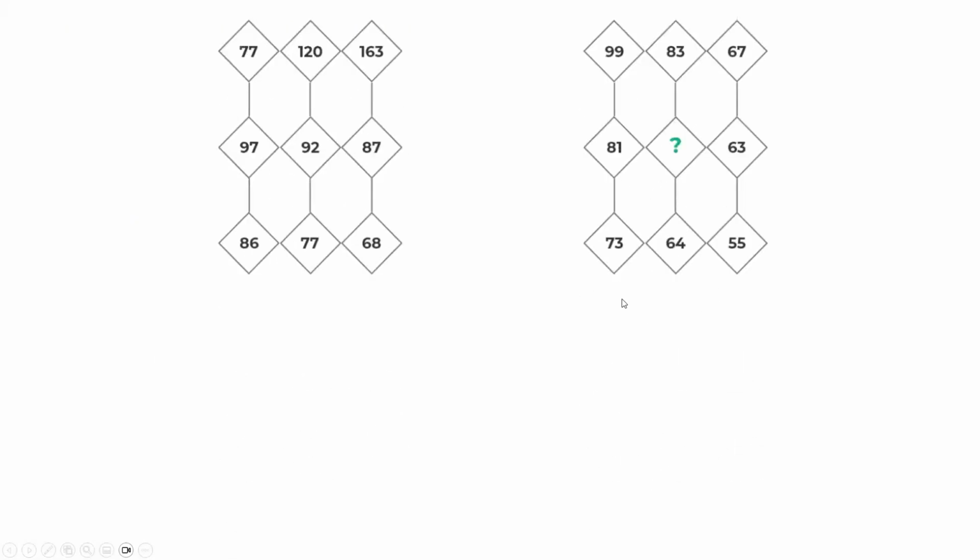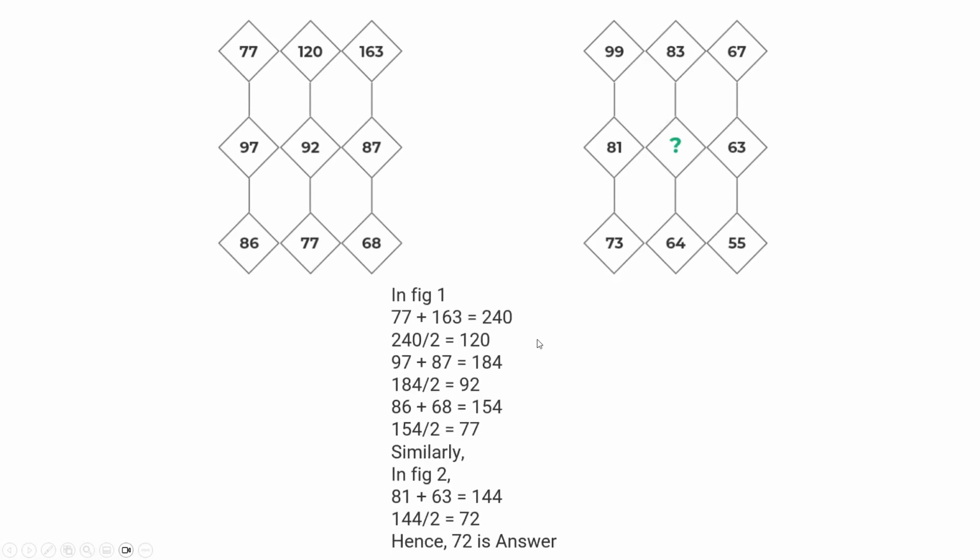Okay, so this is a very tricky question. We need to figure out the missing part. So let us check how these numbers are interconnected. In figure 1, 77 plus 163 is equal to 240. Similarly, 240 divided by 2 will come as 120. So this is similar to what we solved in the third or fourth question, right? So this is how we need to check how these three numbers are interconnected.